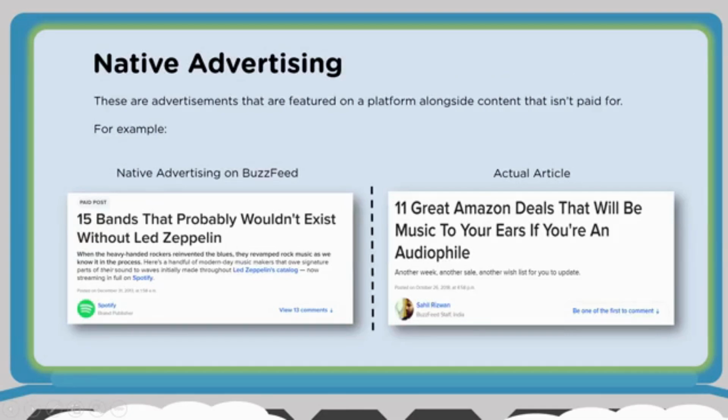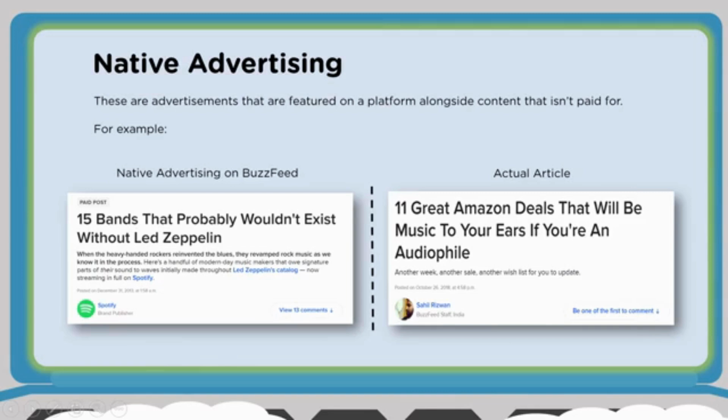So native advertisement means that your ad is showing up next to content that basically naturally fits. These are advertisements that are featured on a platform alongside the content that isn't paid for. For example, here you can see a paid post by Spotify. This paid post was on BuzzFeed.